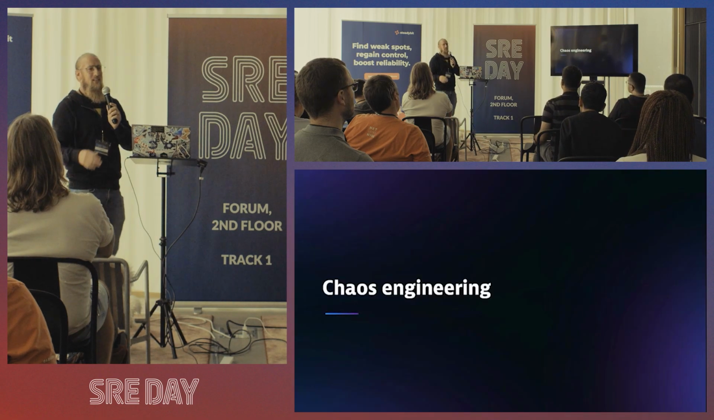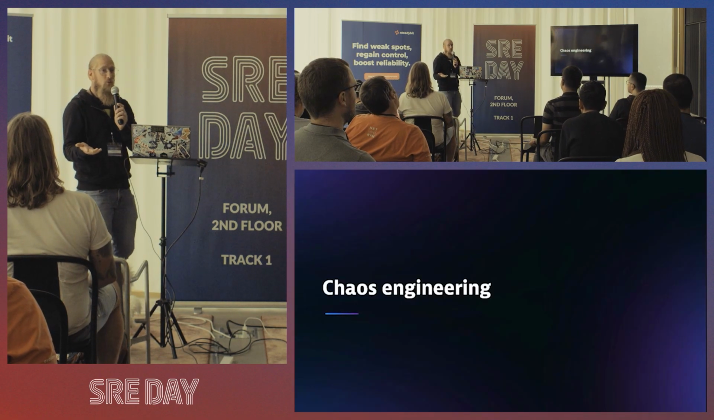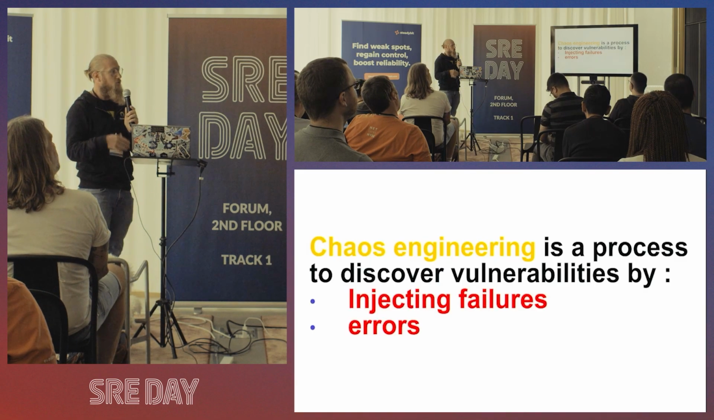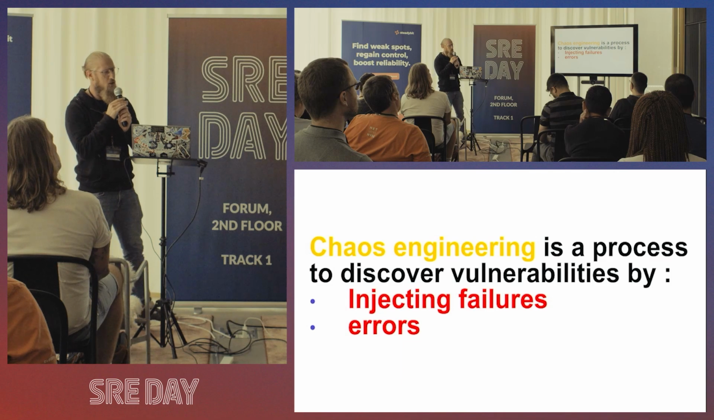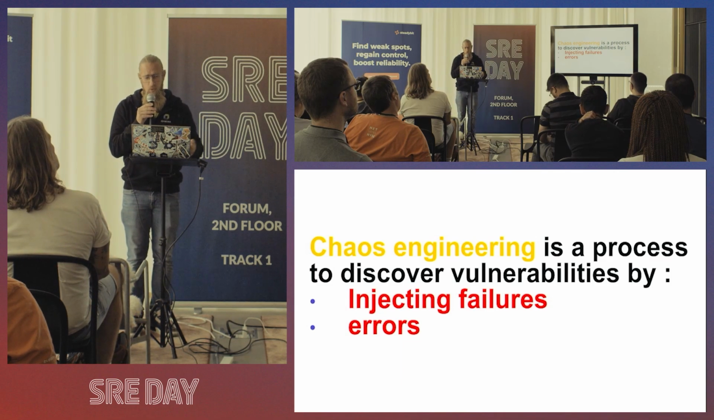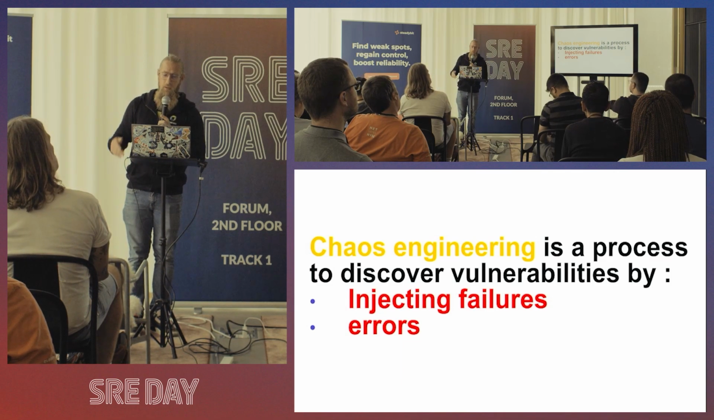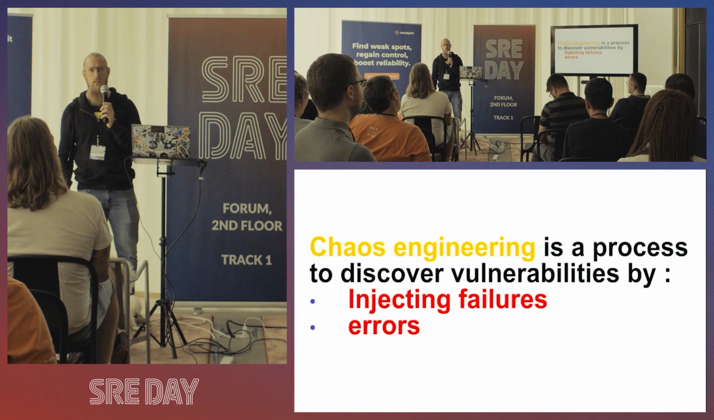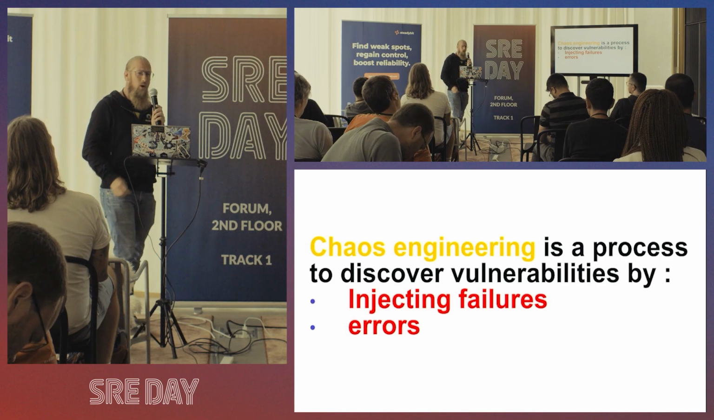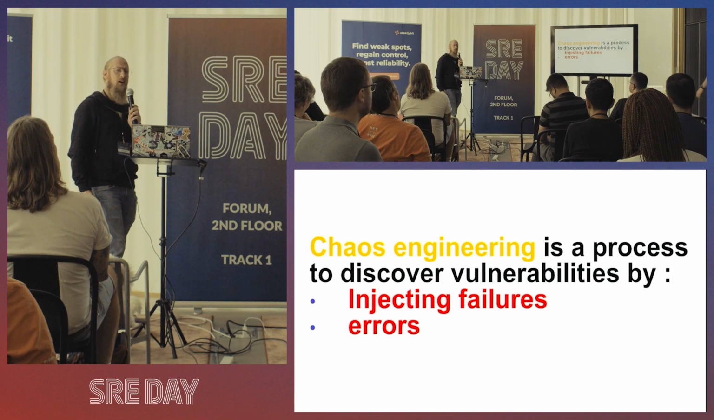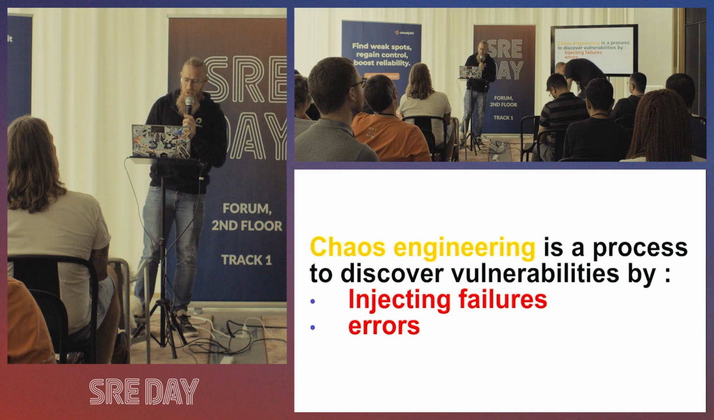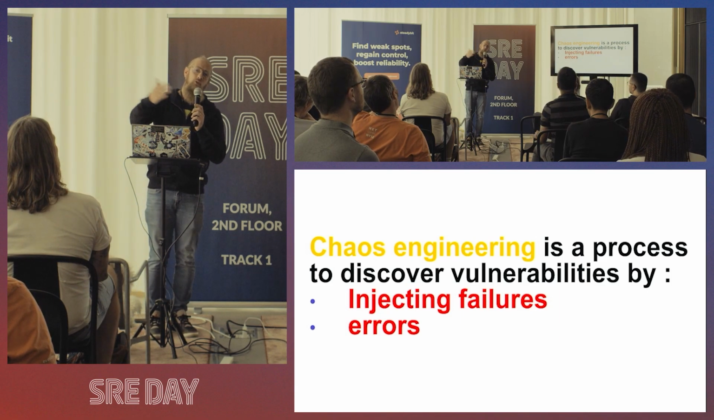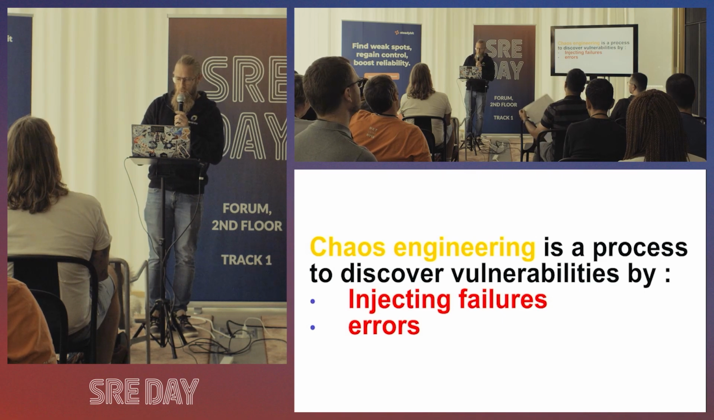So how can we resolve this? Well, no surprise, chaos engineering. Let's have a look at the definition in Wikipedia. Chaos engineering is a process to discover vulnerabilities by injecting failures and errors. All right, and then it says in production. And I come from the performance engineering world and say, what? Production? Nah. Okay, you can do it in production for sure, but before you have fun in production, try to be a bit mature and do it on a testing environment first.